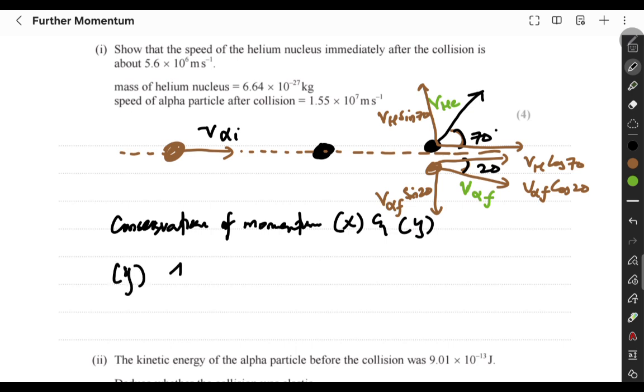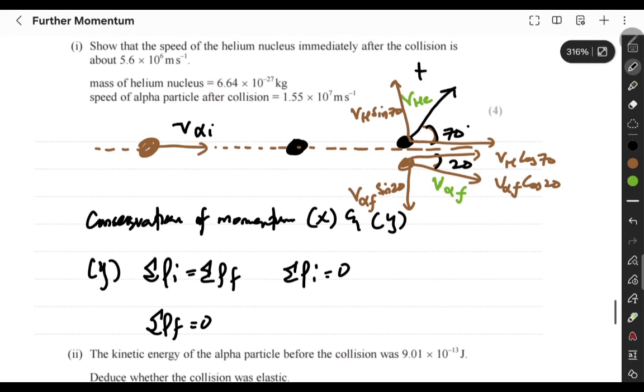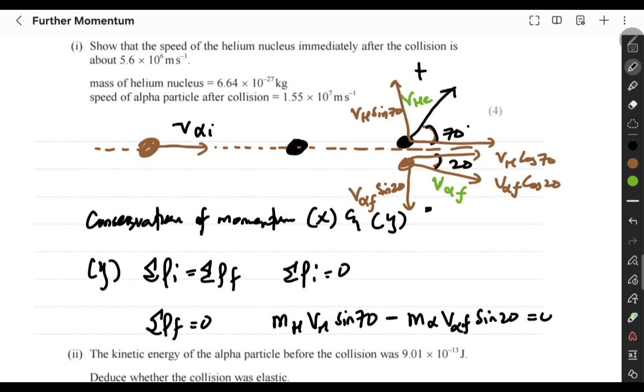Because in the y direction, we know that the sum of the initial momentum must be equal to the sum of the final momentum. And initially in the y direction, the momentum is 0. So the sum of the final momentum in the y direction must also be equal to 0. Hence we can say that if this direction is positive, this is negative, then the mass of the helium nucleus times the velocity, m_H v_H sine 70, minus the mass of the alpha particle times the final velocity of the alpha particle sine 20 is equal to 0. So we can basically say m_H v_H sine 70 equals this.